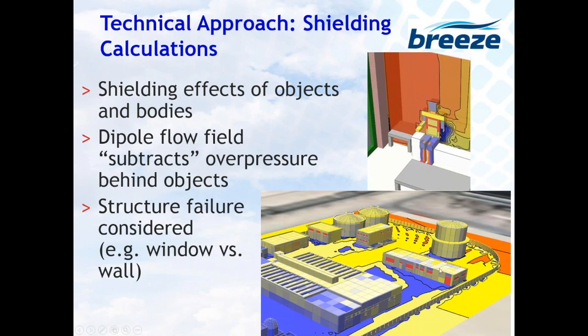Then the solid structures are providing still more shielding. So you see those blue areas that are heavily shielded because a permanent building is giving a protected area immediately behind those buildings. So that's the shielding approach.